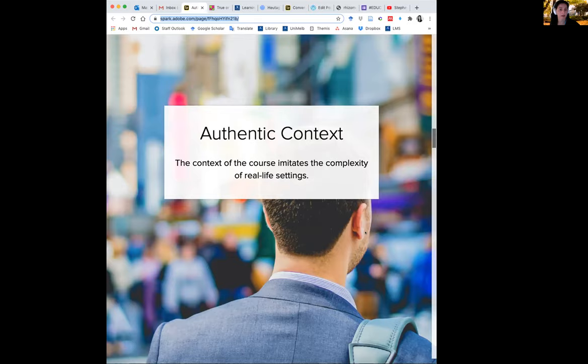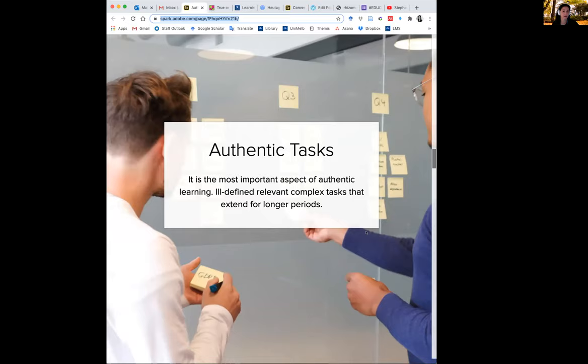The authentic task is the most important aspect of creating an authentic learning experience. These are ill-defined, relevant, complex tasks that extend over longer periods. I read in one of the references that the activity can be the course, and I found that really inspiring, especially when we get to the final element, which is the authentic assessment. This can actually drive the whole implementation of authentic learning.